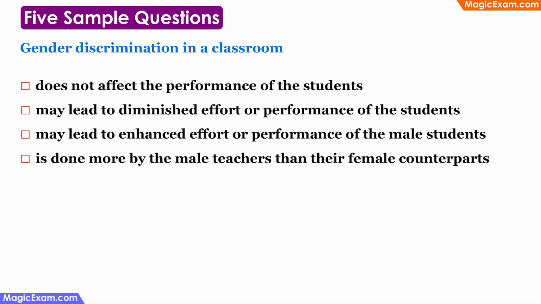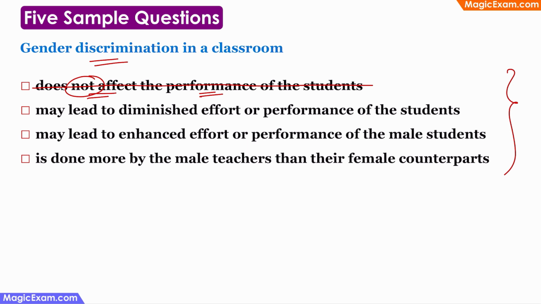In this question, we have been given 4 statements about gender discrimination in the classroom. So we have to identify which of these statements is correct. Now, the first statement says does not affect the performance of the students. This is incorrect, because if you are discriminating between the students, some students will be discouraged, and this will definitely affect their performance. Therefore, does not affect makes this an incorrect statement.